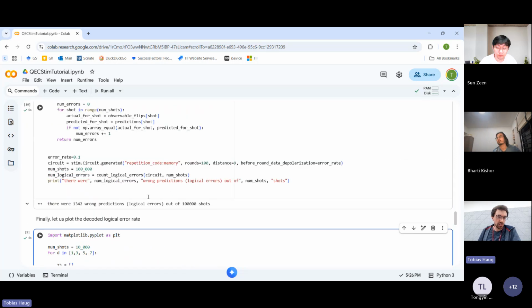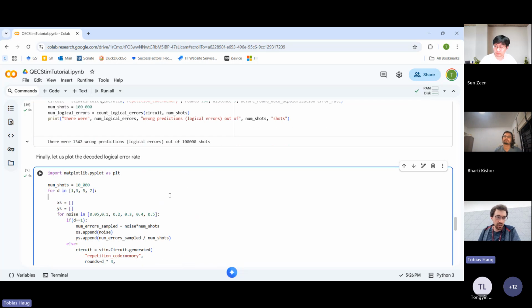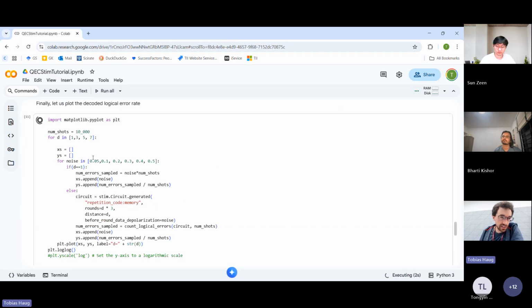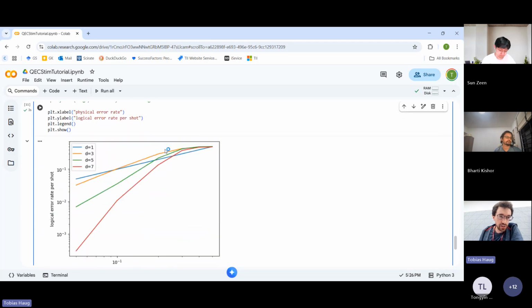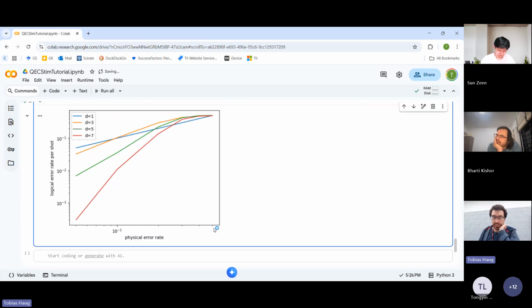And the nice thing is Stim is super fast, so you can run many hundreds of thousands of shots in a matter of seconds. And finally, we can do some kind of plot. We now try different noise levels and also different code distances, and we sample many shots and plot everything together. The x-axis is the physical error rate that actually happened, and the y-axis is the logical error rate. And you can see we have different code distances.